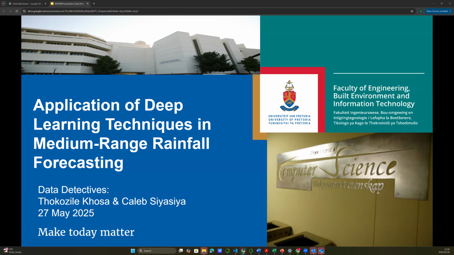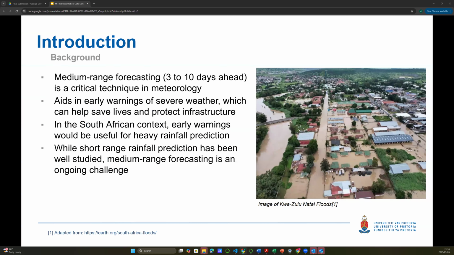Hello, we are MIT 808 students, and today we will be taking you through our capstone project titled Application of Deep Learning Techniques in Medium Rainfall Forecasting.